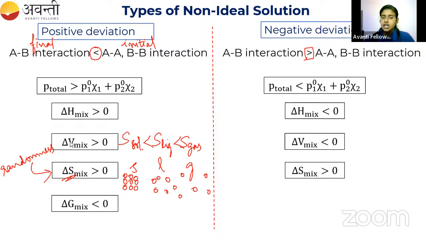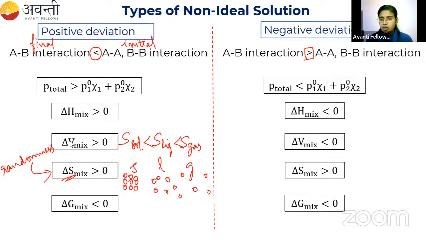Now the delta G should be less than 0 for both the cases. Only if delta G is less than 0, then the reaction will be spontaneous. If it is greater than 0 or equal to 0, then it is non-spontaneous. In both the cases, the randomness is increasing because we are mixing two components, A and B. Even though the force of interaction differs for both, the randomness will be increasing only, right?